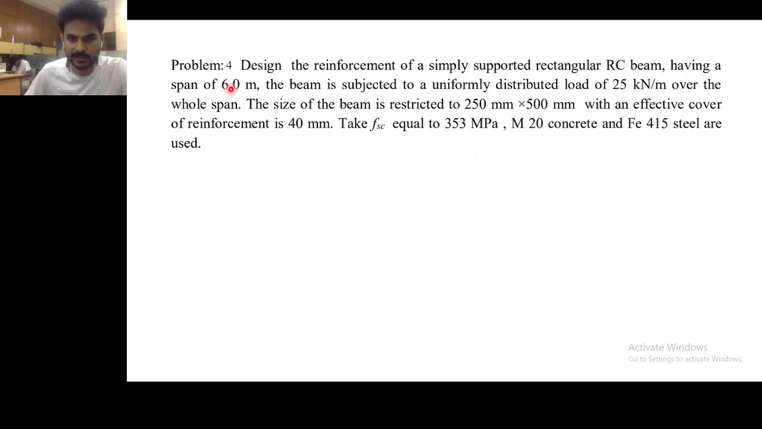The only change in this is that every time the moment of resistance was directly given, but in this we have to calculate the loads coming onto the beam and then what is the moment which will be coming onto the beam, and then whether we can resist that moment by providing a singly reinforced beam, or we have to go for doubly reinforced, that we have to check. Okay, so I will give 3-4 minutes just to solve and then we will discuss.